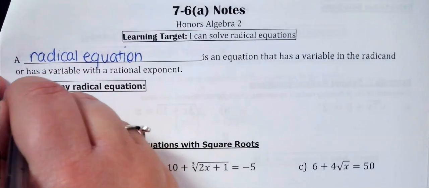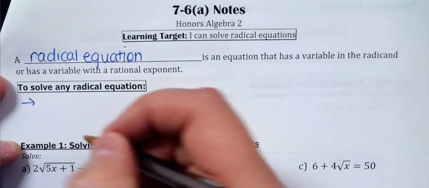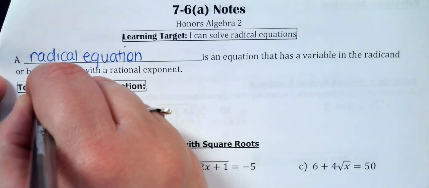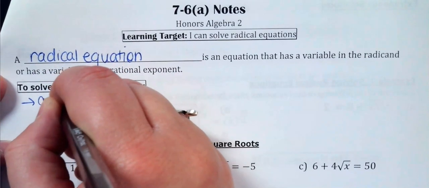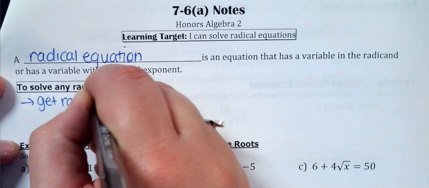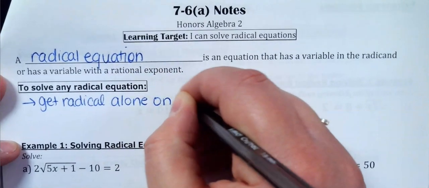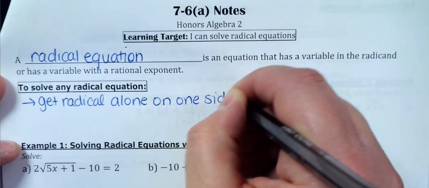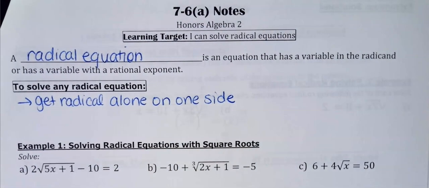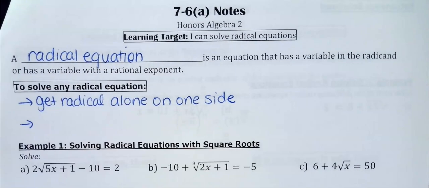So, just in general, if you're solving a radical equation, you want to get the radical alone on one side. That could be a square root, a cube root, a fourth root. I don't think I have anything bigger than that on any of the notes, homework, quizzes, or tests. You're going to get the radical all by itself on one side, and then it's going to depend on the type of radical that you have.